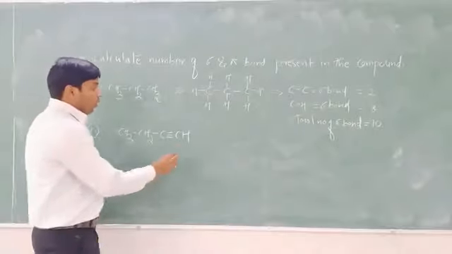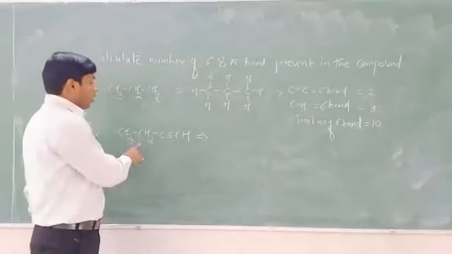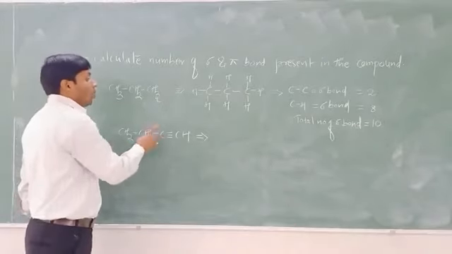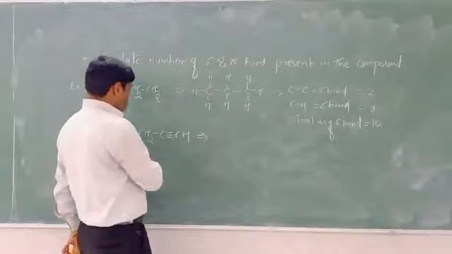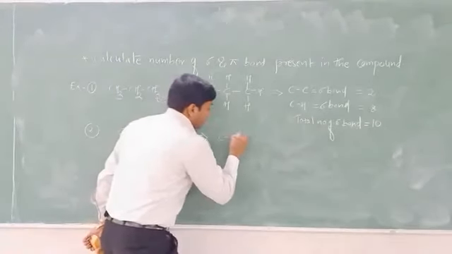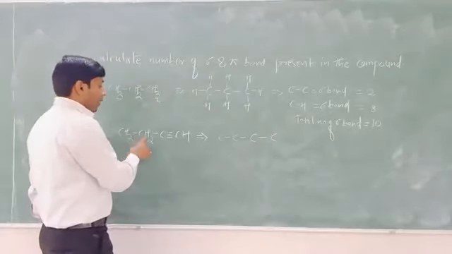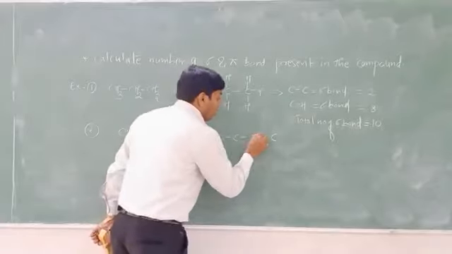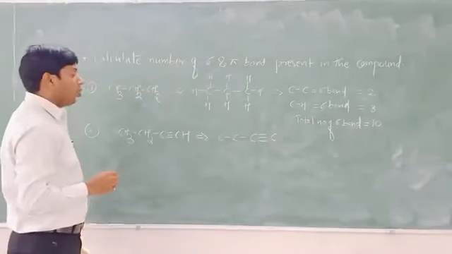So we want to calculate the number of sigma and pi bonds present in this compound. I will write this compound in the complete structural formula. Here there are 4 carbon atoms. I write the first, second, third and fourth carbon atoms. Between the third and fourth carbon atoms, a triple bond is there. I show it as it is.